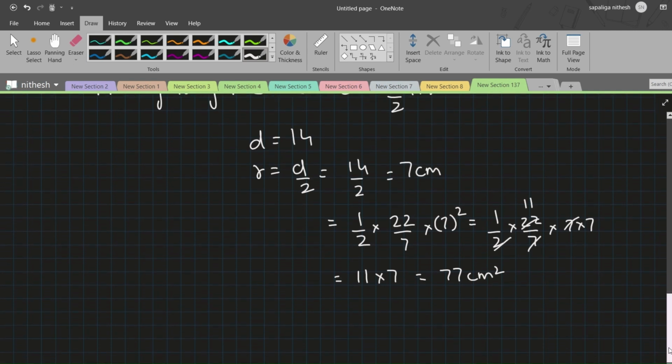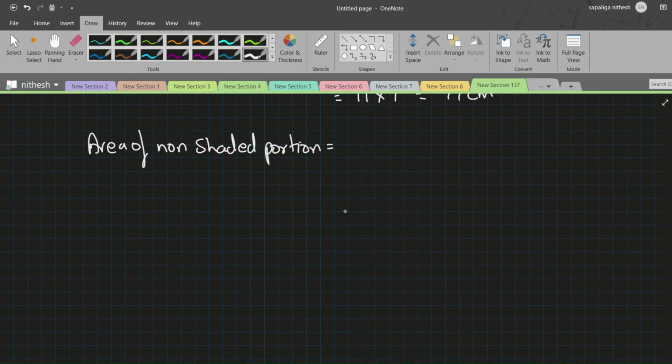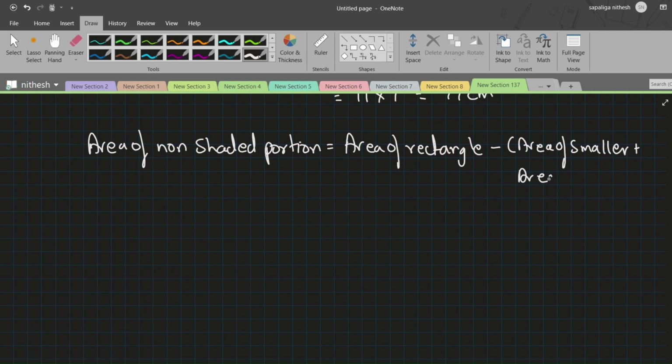Now we need to find the area of the non-shaded portion. For that, we are going to subtract the areas of both the semicircles from the area of the rectangle. So we write area of rectangle, which is the largest value, subtracted by area of the smaller plus area of the larger semicircle.